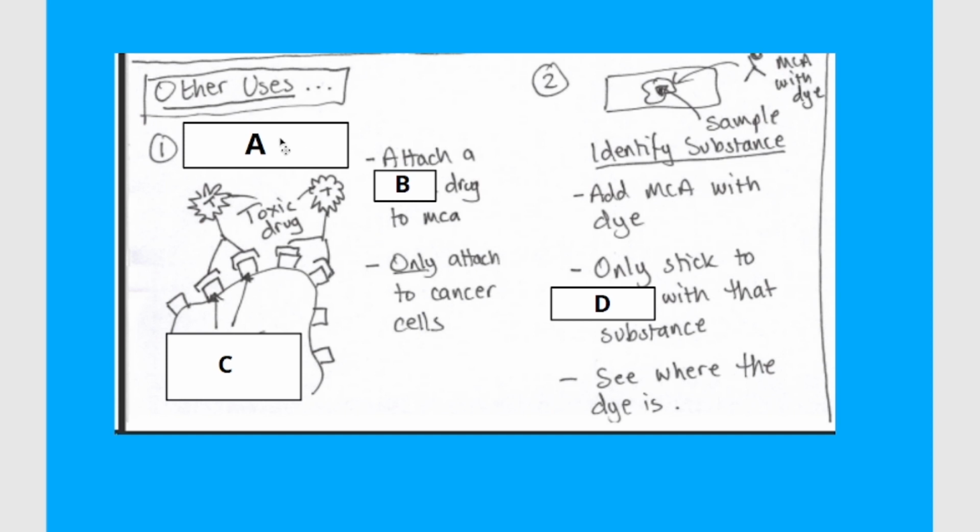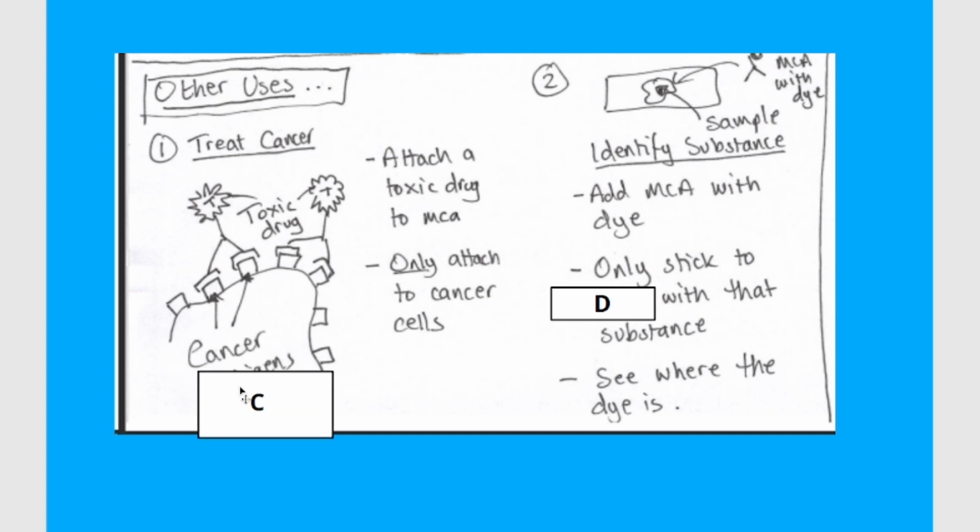So here we've got other uses whereby we've got a monoclonal antibody attaching a toxic drug. This was used to treat cancer, and it works by attaching a toxic drug there. And what were these here on the cell? This was a cancer cell, and these were molecules on the outside, so they were cancer antigens.